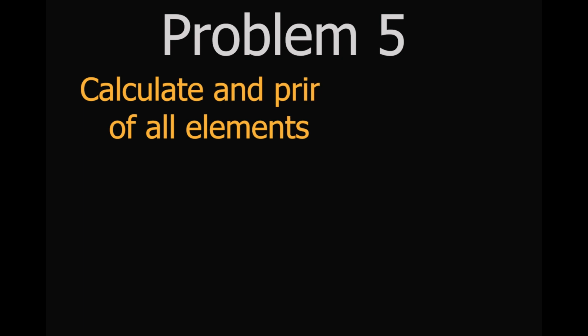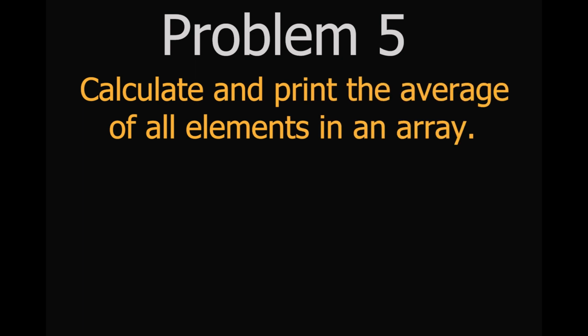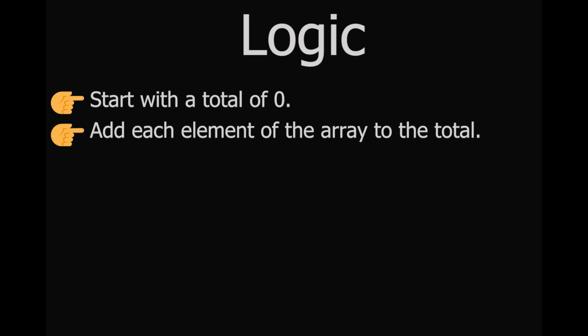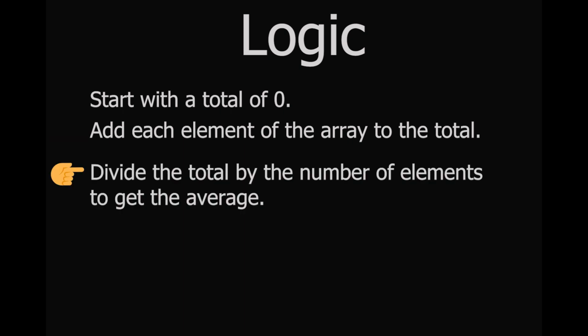Problem 5. Calculate and print the average of all elements in an array. Pause the video. Start with a total of 0. Add each element of the array to the total. Divide the total by the number of elements to get the average.